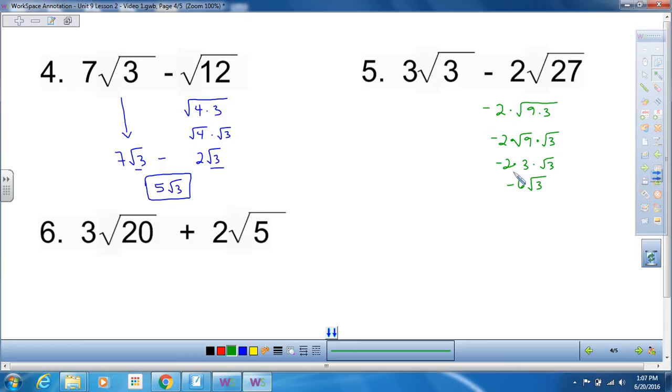Remember, you can combine the negative 2 and the 3 when you're multiplying here. They're both outside. Okay? So I'll bring this 3 square root of 3 down. So 3 square root of 3 minus 6 square root of 3. So 3 minus 6 is negative 3, and my like radical stays the same.